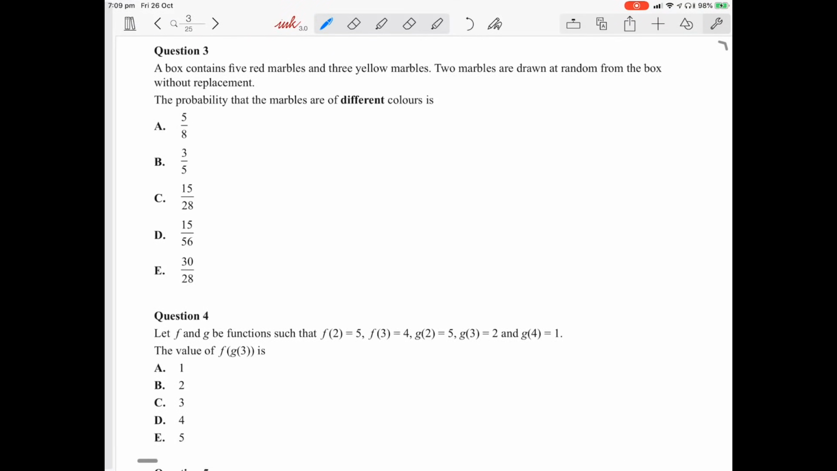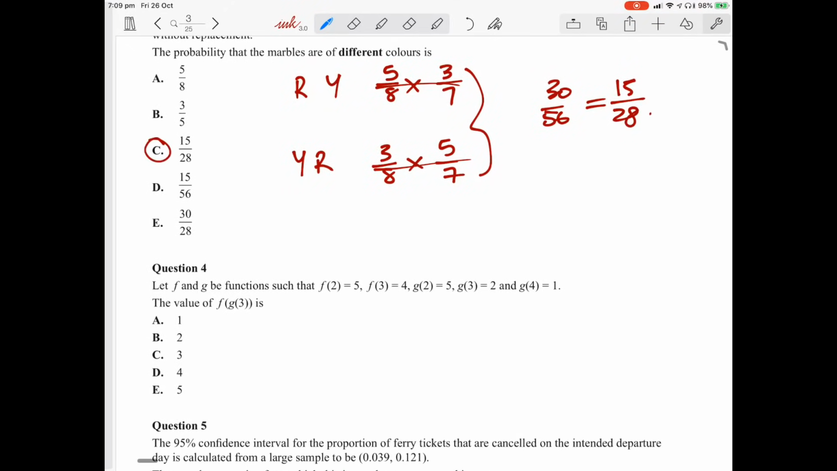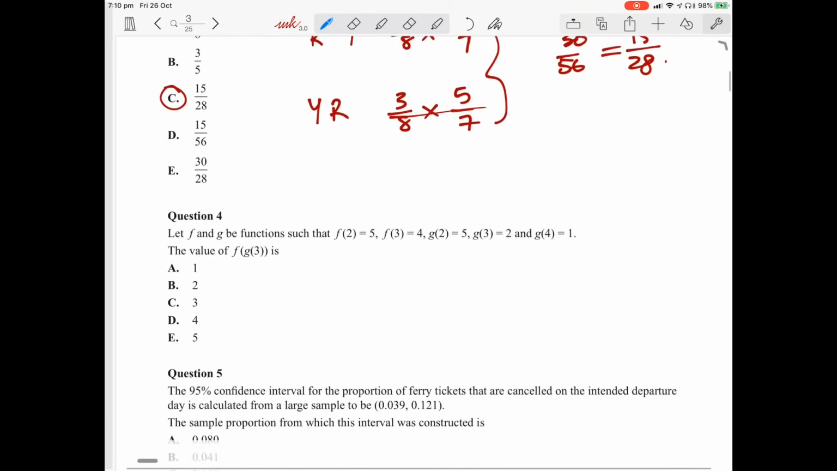A box contains 5 red marbles, 3 yellow marbles. 2 marbles are drawn at random from the box without replacement. Probably the marbles are different colours. So we could get a red, then a yellow, or we could get a yellow, then a red. A red is 5 on 8 times, I've got 3 yellows left, and there's 7. I could get a yellow, 3 out of 8, times 5 reds left on 7. So we get 15 on 56, 15 on 56, 30 on 56, 15 on 28, which is there. CDC so far.